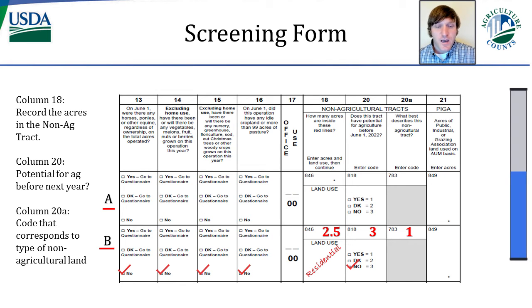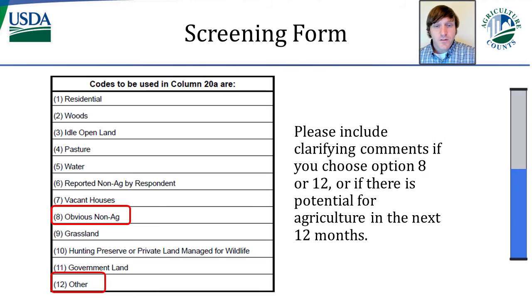In column 20A, there is a code that needs to be filled in to categorize what kind of non-ag tract this will be. Only one code should be entered into the box in column 20A. These codes can be found on the back of the screening form. On the back of the screening form, there is a list of these codes that are valid to record in column 20A. Please include clarifying comments if you choose option 8 or option 12.